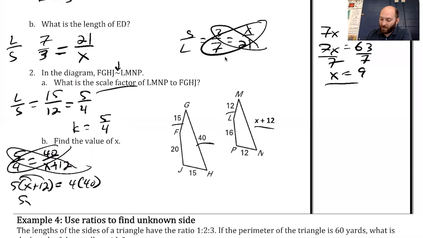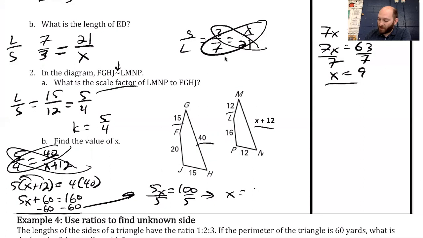Distribute that, I got 5x plus 60 is equal to 160. Subtract that over, and I'm going to get 5x is equal to 100. Divide by 5, and I get x equals 20. There's my answer. Okay, and again, recap of this.